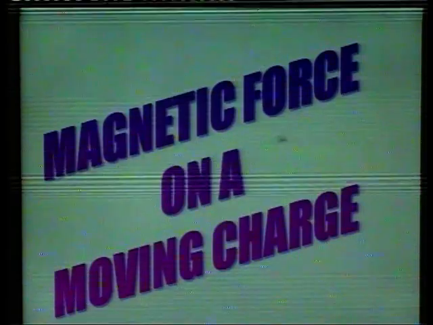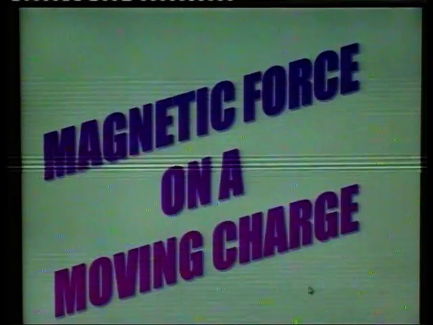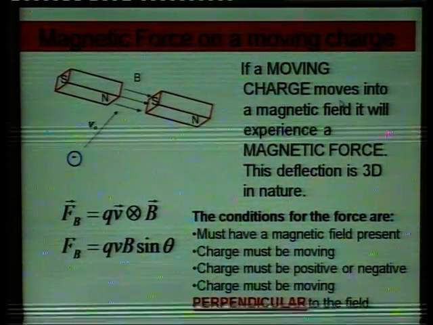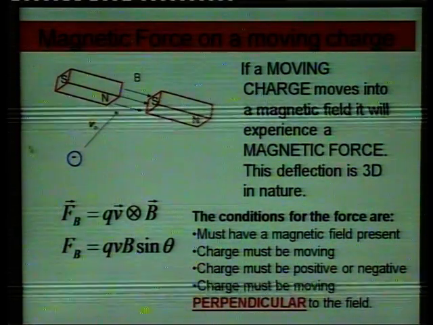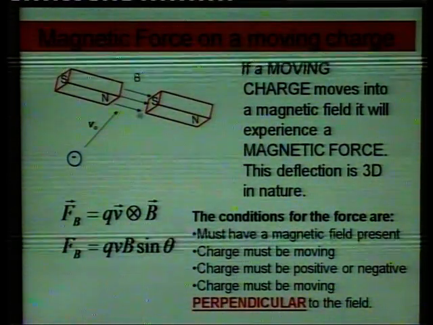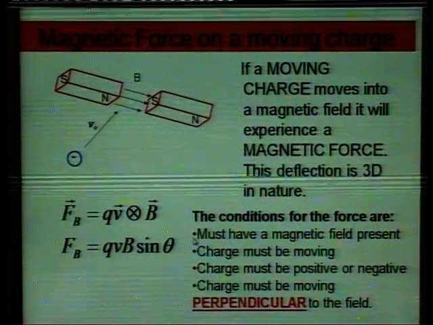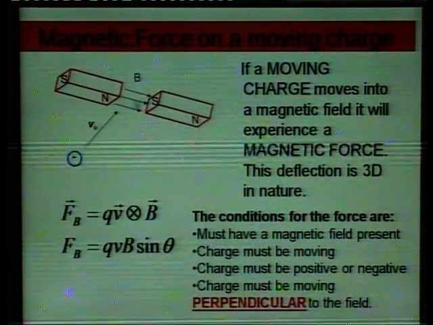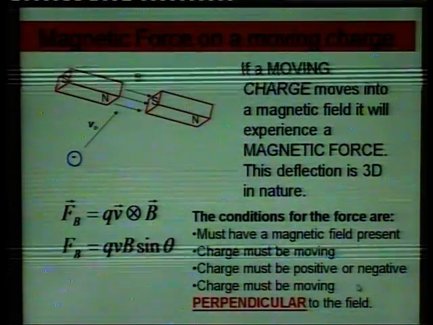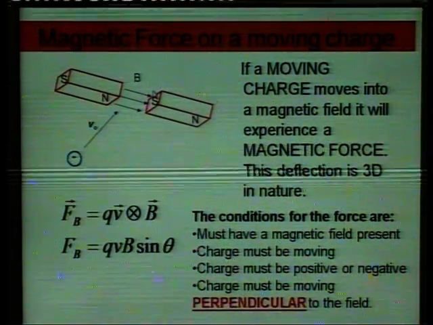Next is magnetic force on a moving charge. What is the magnitude of the force experienced by a moving charge? If a charge moves into a magnetic field, it will experience a magnetic force. The conditions for the force are: a magnetic field must be present, the charge must be moving, the charge may be positive or negative, and the charge must be moving perpendicular to the field.